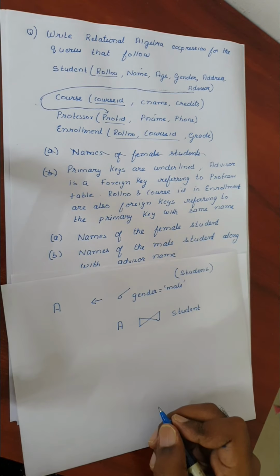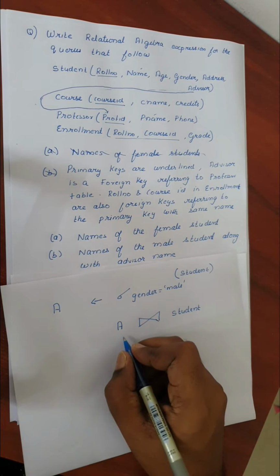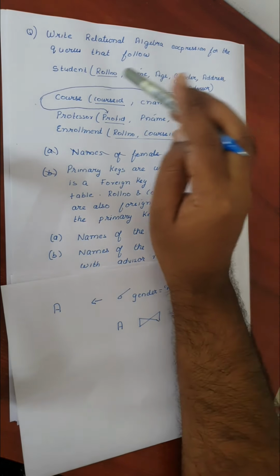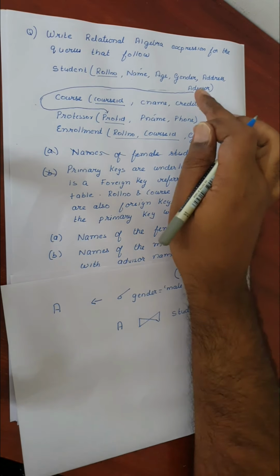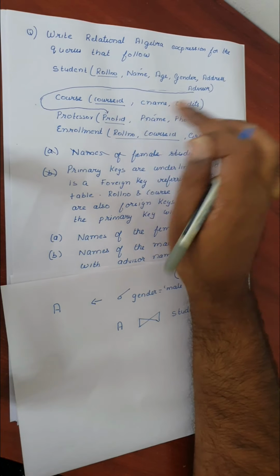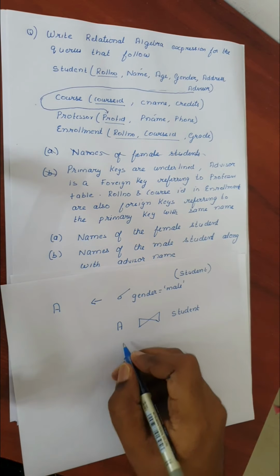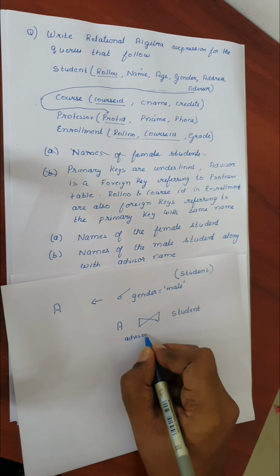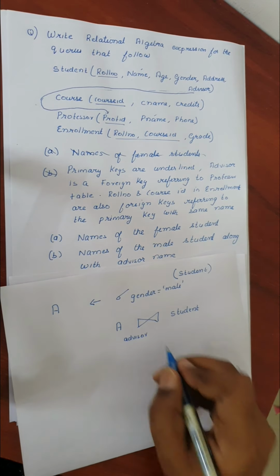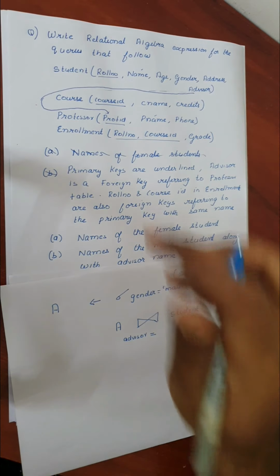What do we use to join here? A is part of the student relation, so we are joining it using advisor and the professor ID. The advisor in A is part of the student table. So advisor equal to professor ID.